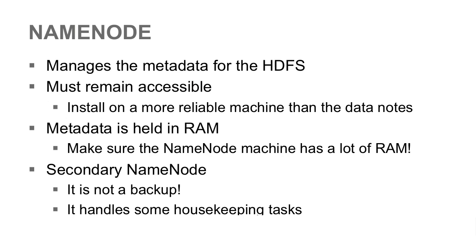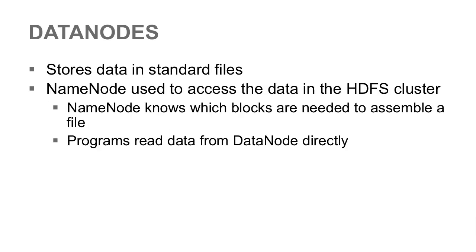Another term that occasionally shows up in discussions of Hadoop is the secondary name node. And many people believe by mistake that this is the backup for the name node for high availability. And that is not correct. Secondary name node is not a backup, and its purpose is to offload some of the housekeeping tasks to another machine.